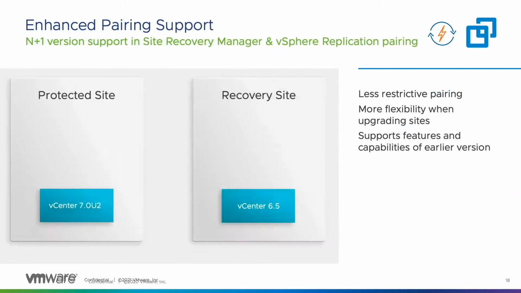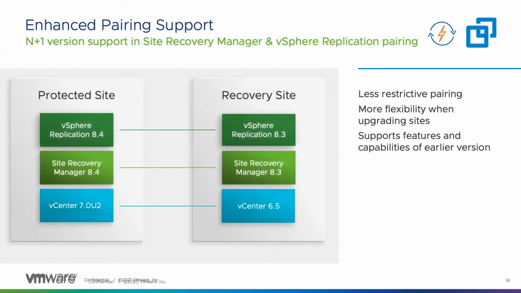To make it easier to upgrade, both Site Recovery Manager and vSphere Replication now support running different versions, N+1 and N-1, at the protected or recovery site. This setup is primarily used during an upgrade process. Do keep in mind that the pair from the protected site to the recovery site will function with the features and capabilities of the older version. So in this case, we will be at vSphere Replication 8.3 until we upgrade.